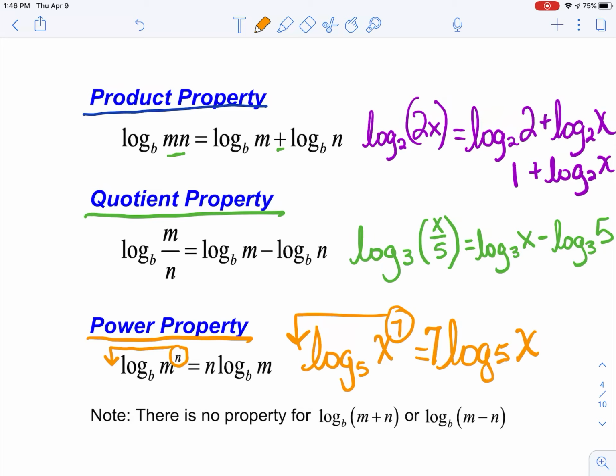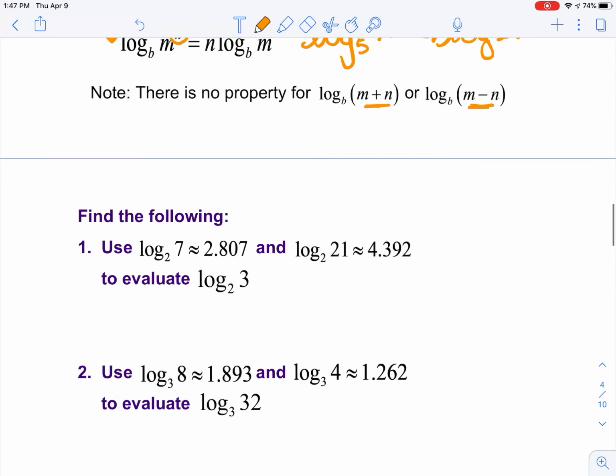So note, there is no property for when you're adding or subtracting. No property. So we're going to use these. Make sure you have them written down. If you need to, pause to get them written down. Okay, here we go.